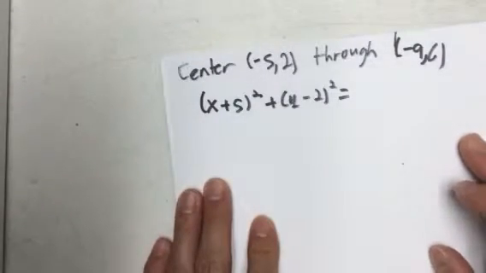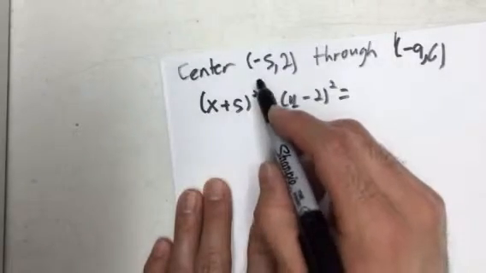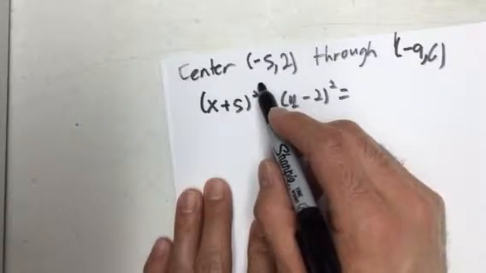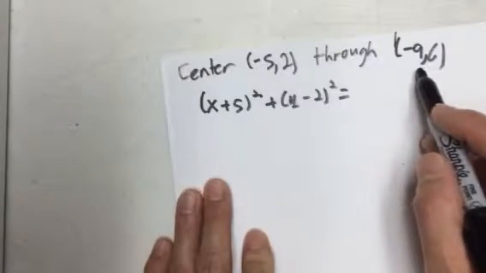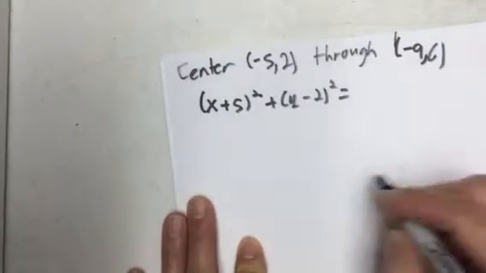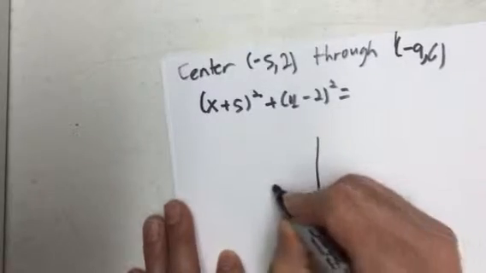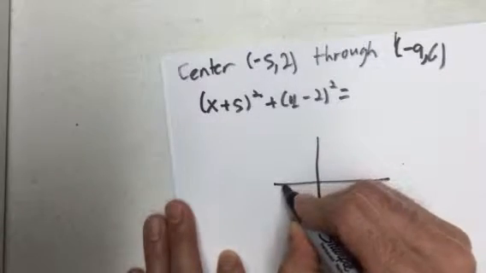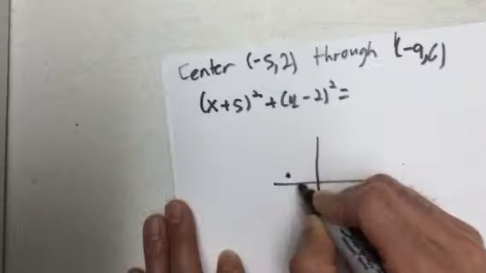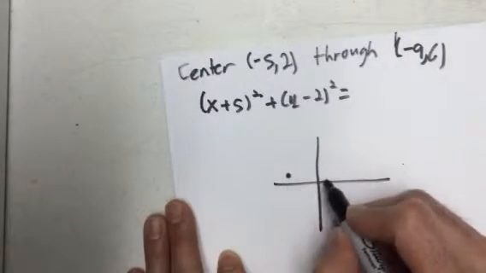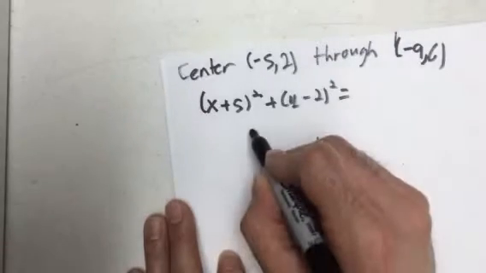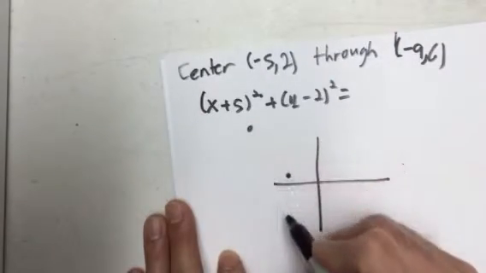To get an idea, it'd be good to graph these 2 points, the center at (−5, 2), and then a point that's on the circle, because the circle passes through (−9, 6). So we need to make a quick sketch here. (−5, 2) will be the center of the circle. Then (−9, 6) would be −9, up 6, somewhere up here. Okay, that's a point on the circle.